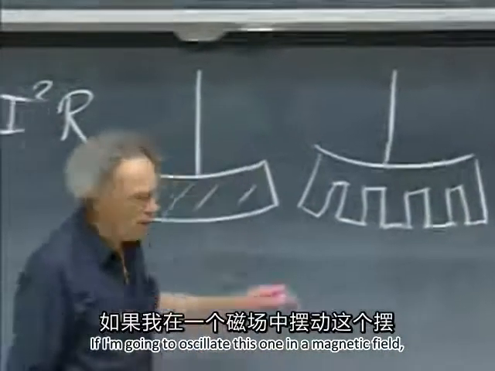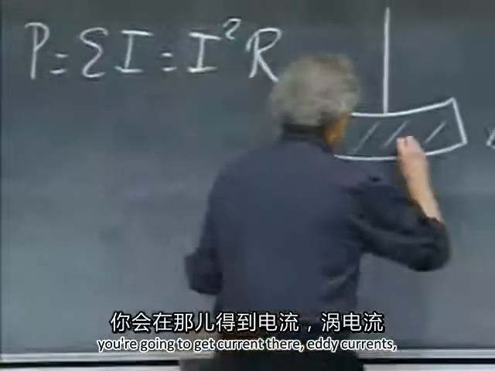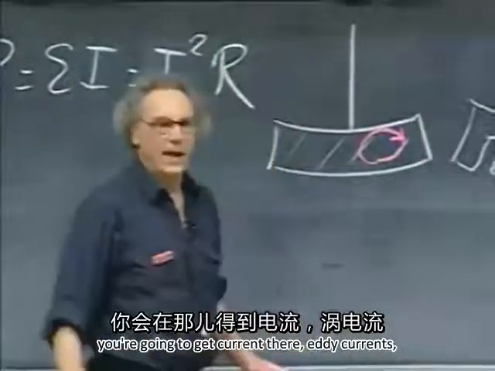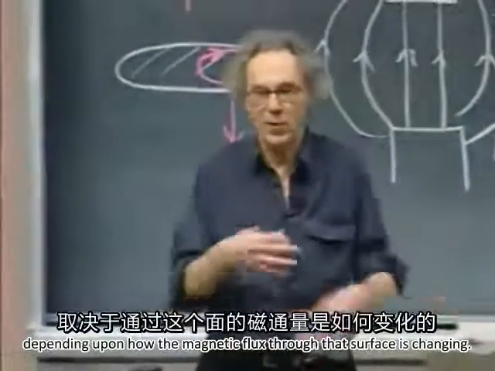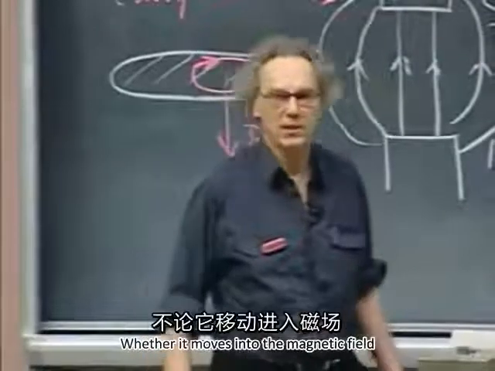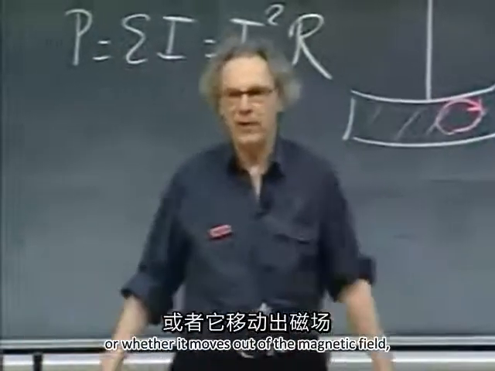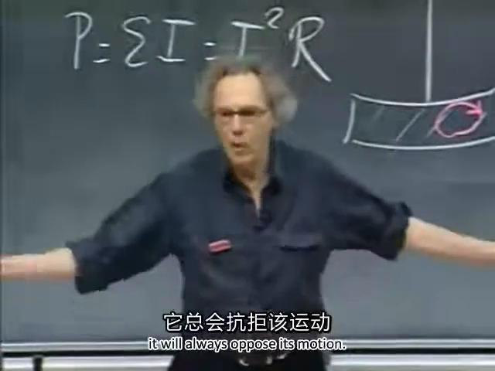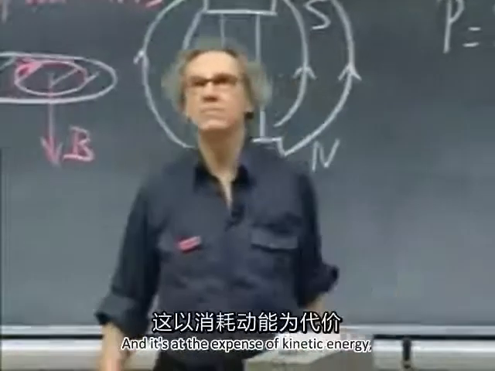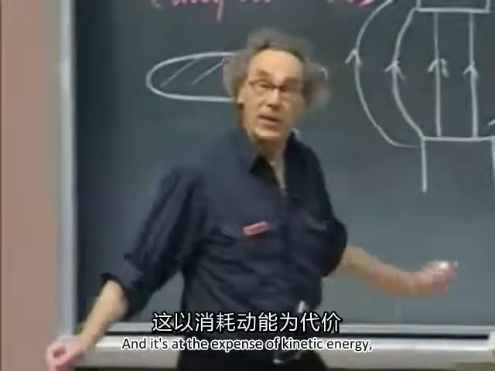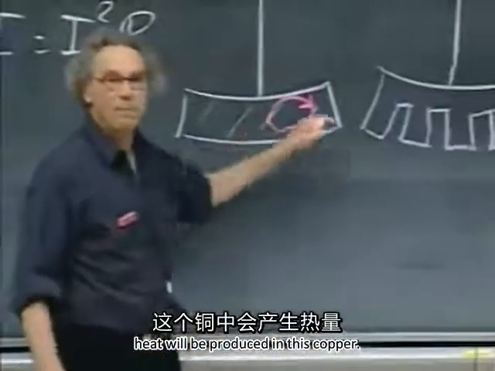If I'm going to oscillate this one in the magnetic field, you're going to get current there, eddy currents, sometimes clockwise, sometimes counterclockwise, depending upon how the magnetic flux through that surface is changing. Whether it moves into the magnetic field or whether it moves out of the magnetic field, it will always oppose its motion. And so it will damp, you will see that. And it's at the expense of kinetic energy, heat will be produced in this copper.